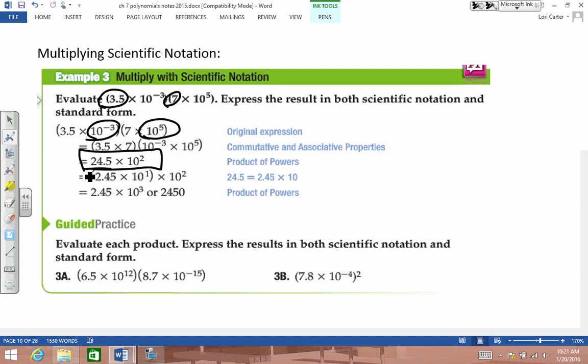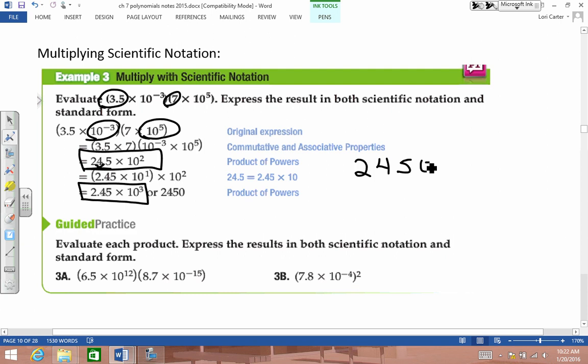So if this is 24.5, I needed to move it one to the left, making 2.45. If I'm moving to the left, then am I getting bigger or smaller? Bigger. So you add one. This becomes 3. Here, let's write this out. 2, 4, 5, 0. Agreed? That's what 24.5 times 10 squared is.